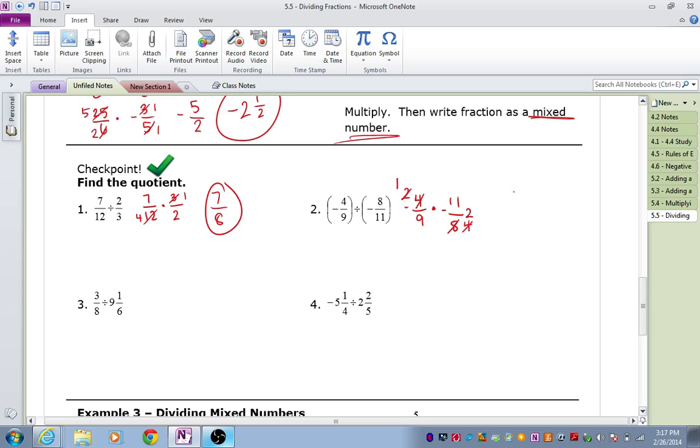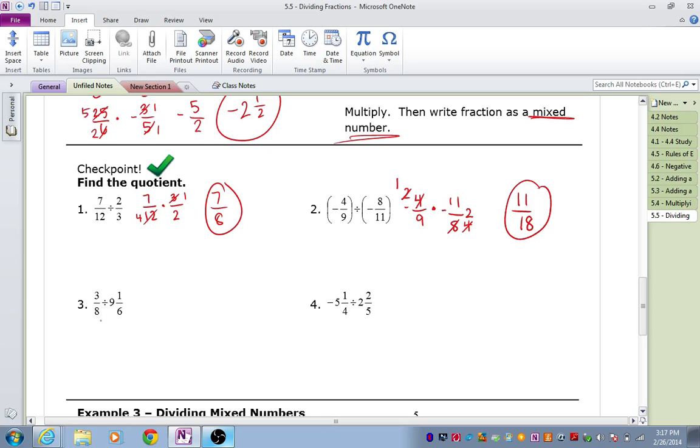1 times 11 is 11. 9 times 2 is 18. And a negative times a negative is a positive. Okay, now notice I kind of made that mistake, and when I got to my final answer, I had 2 even numbers, so I knew something was up. So it's okay if you don't catch all your factors at once. Just make sure in the end that you do get a simplified answer.